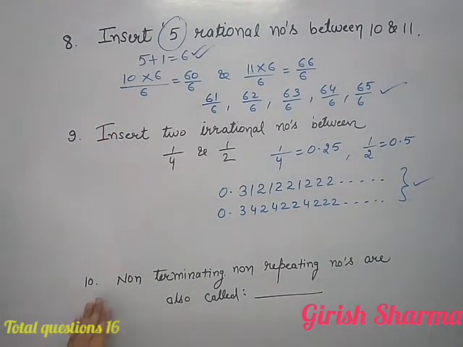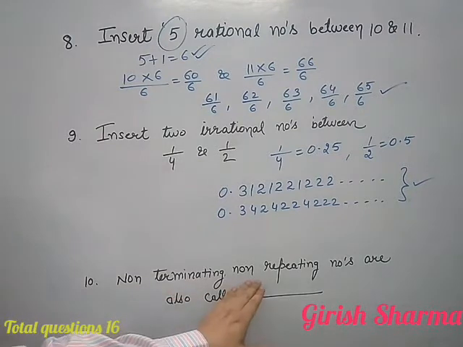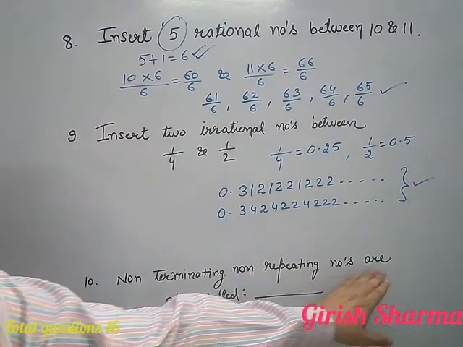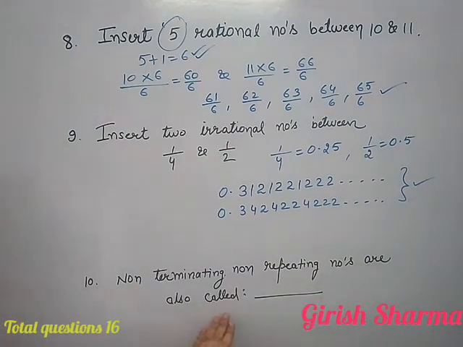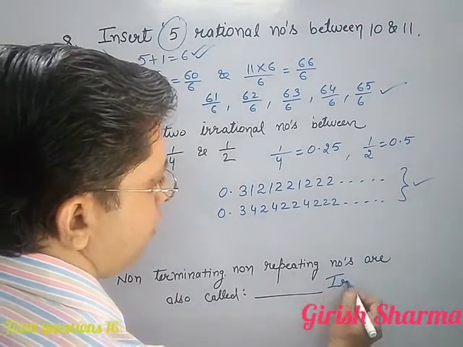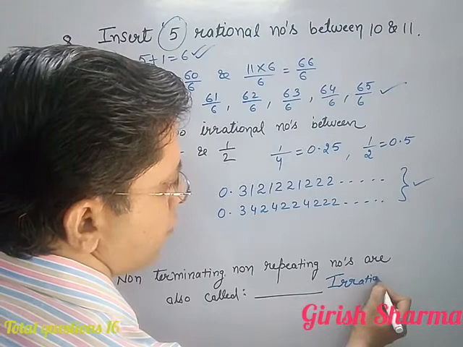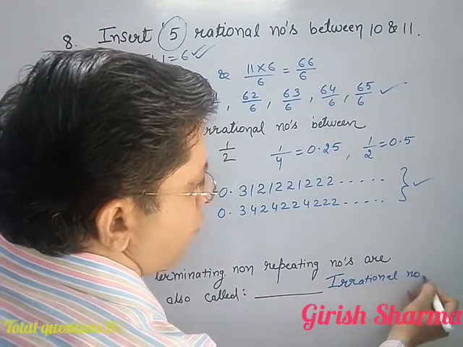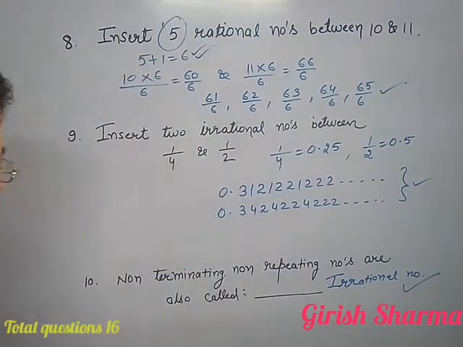Now the next question, a very important one. Generally teachers ask it in the exam also. The non-terminating, non-repeating numbers are also called, think, what will be that number? This is your irrational number. Very important one.